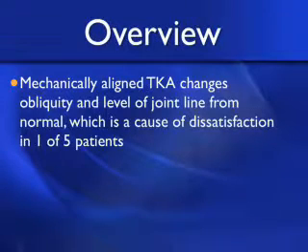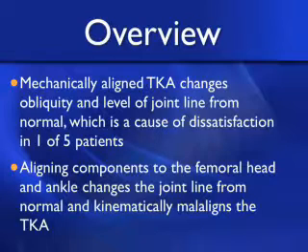In terms of an overview, I'm going to show you that the mechanically aligned total knee arthroplasty changes the obliquity and the level of the distal and posterior joint line from normal, which we believe is a cause of the dissatisfaction in 1 out of 5 patients that have total knee arthroplasty. And then we'll show you that this is due to aligning the components to the femoral head and ankle, and it's this alignment, due to the varying shapes of the femur and tibia, that changes the joint line in the coronal plane from normal and leads to kinematic malalignment of the knee.